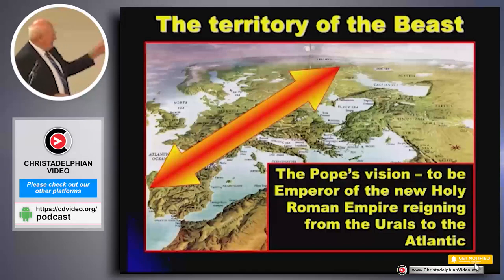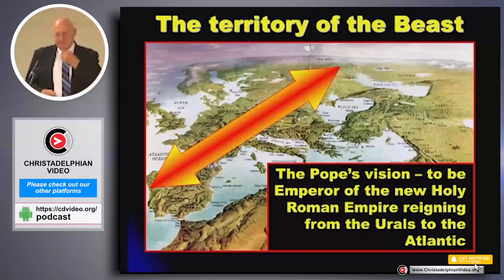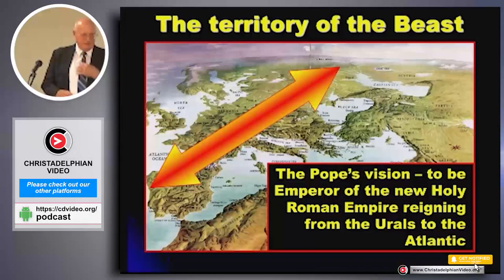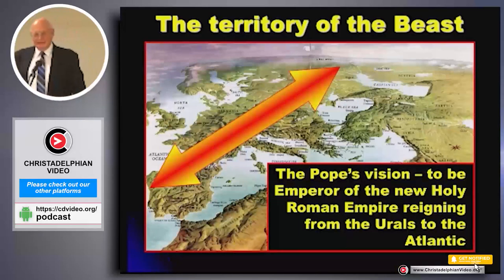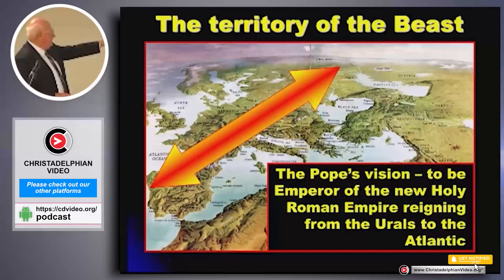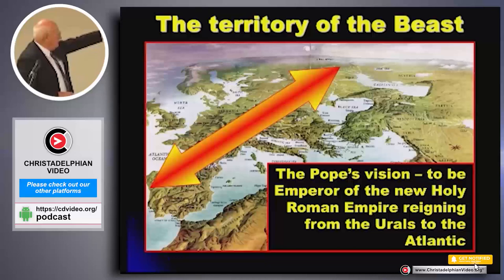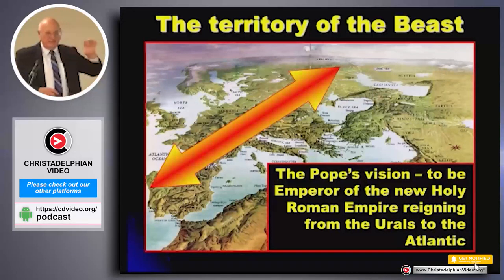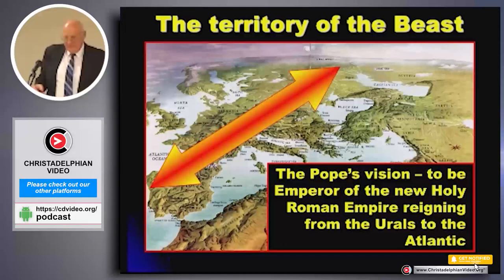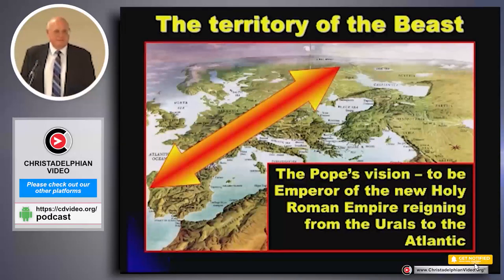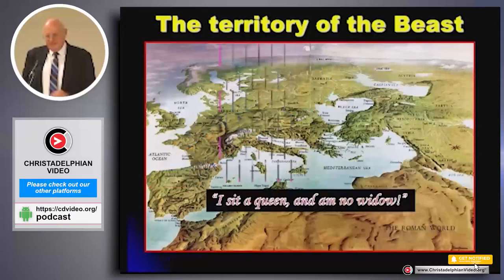That territory. And Pope John Paul II, when he came to office, said he had a vision for his papacy, which began in 1979. And his vision for the papacy was that the Pope would become the emperor of the new Holy Roman Empire, reigning from the Urals. And the Urals are, of course, north of the Black Sea and the Caspian Sea to the Atlantic, an entire region. And, of course, basically that's the Confederacy of Gog. All right, with a few additions, it's the Confederacy of Gog in Europe. So that was the Pope's vision.